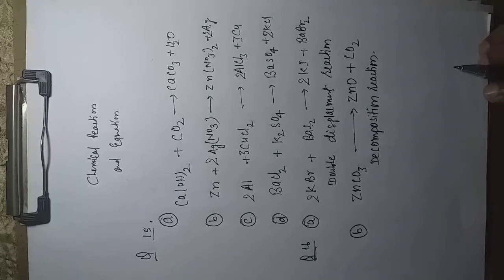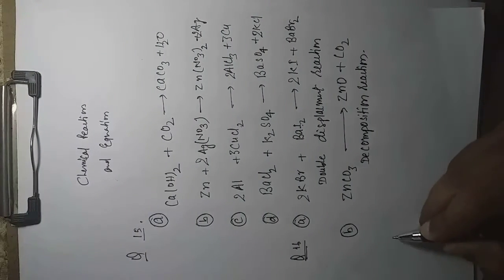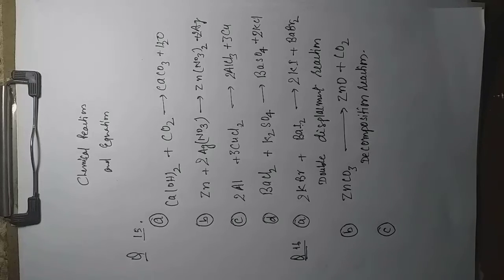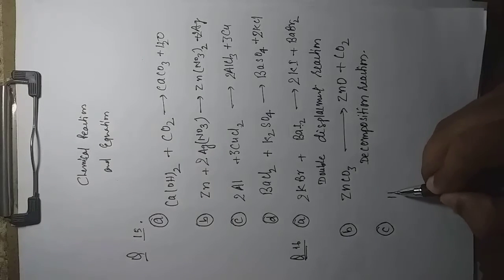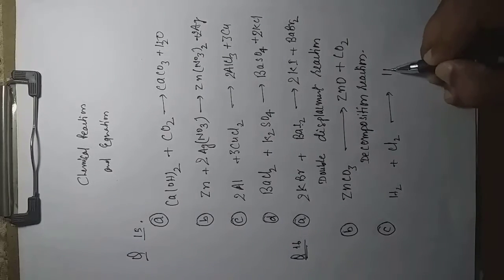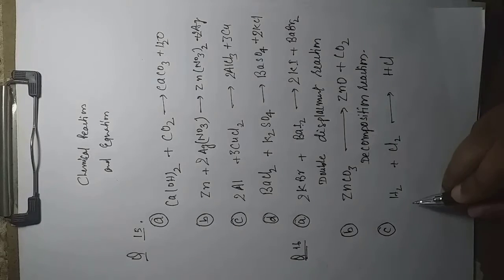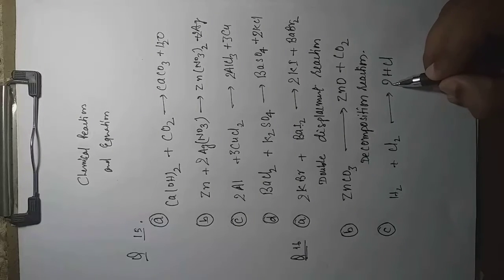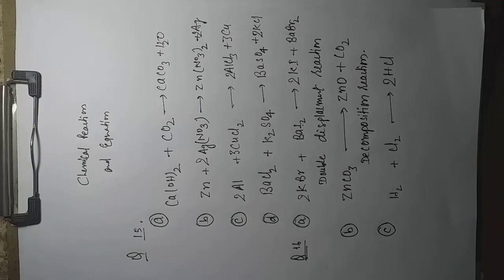This is a decomposition reaction. Perfect. Question C, portion C, we are moving. Hydrogen reacts with chlorine, it forms hydrogen chloride. H2 reacts with Cl2, it will form HCl. So what we will do, H2 and Cl2 both are 2, so we just add the factor 2.